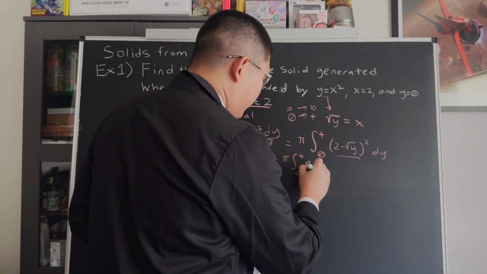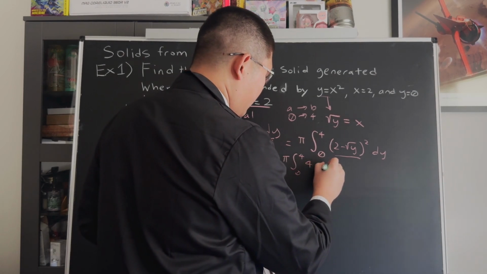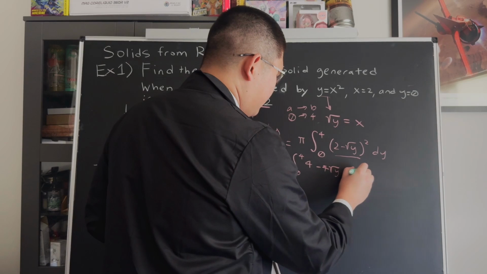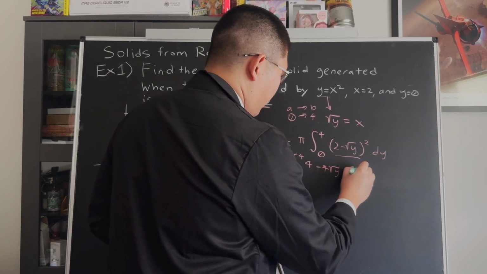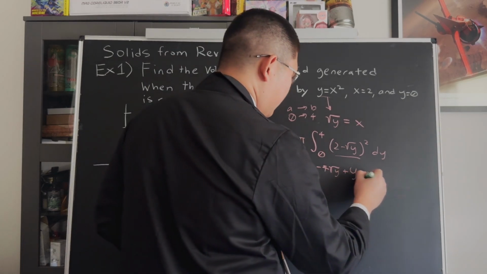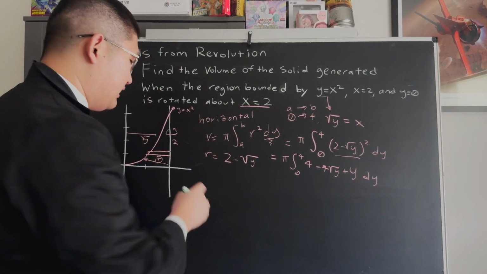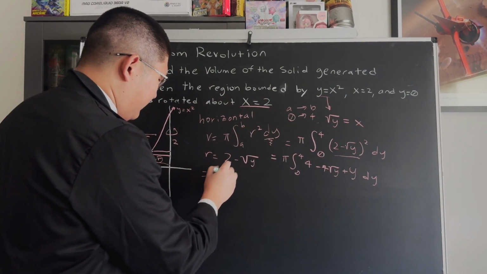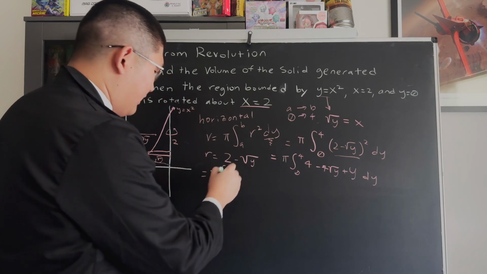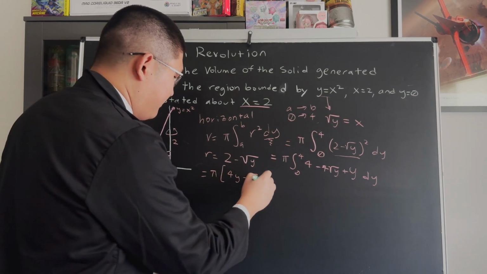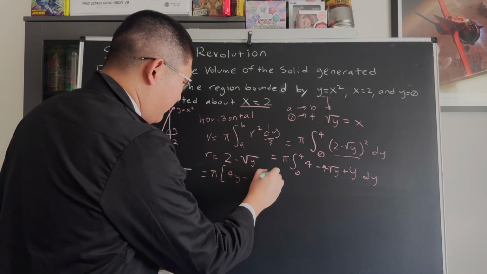And we just run a quick FOIL of a positive 4 minus 4 times the square root of y, and then adding a positive y to make sure we cancel out with the negative term, and then dy will still be there. So with that, we can then integrate across each term. We're still going to keep the pi on the outside, and then we will get a 4 times y subtracted by, this time, y to the 3/2 power.